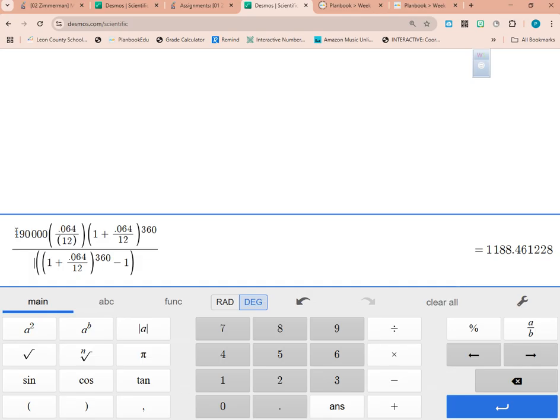So P for principal, that's the 190. R, this is where the R is in the formula. That's the rate. Now this 360, we could have also put 12 times 30.